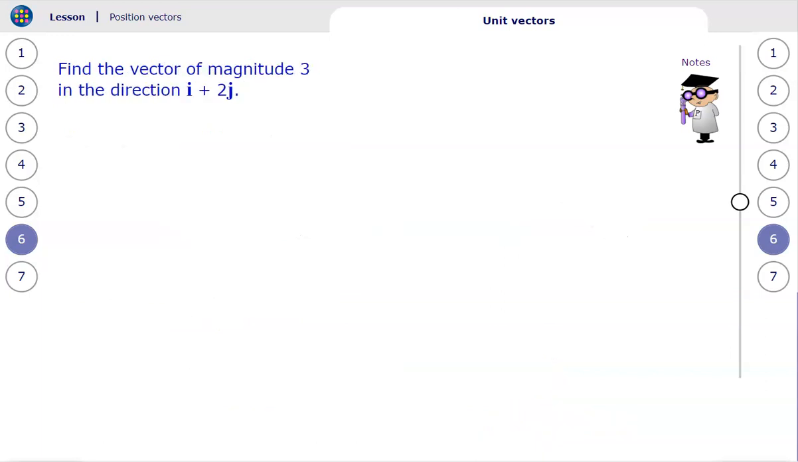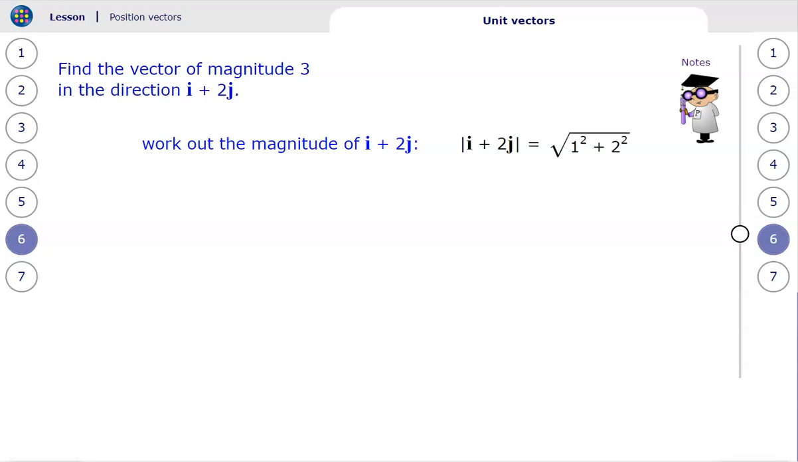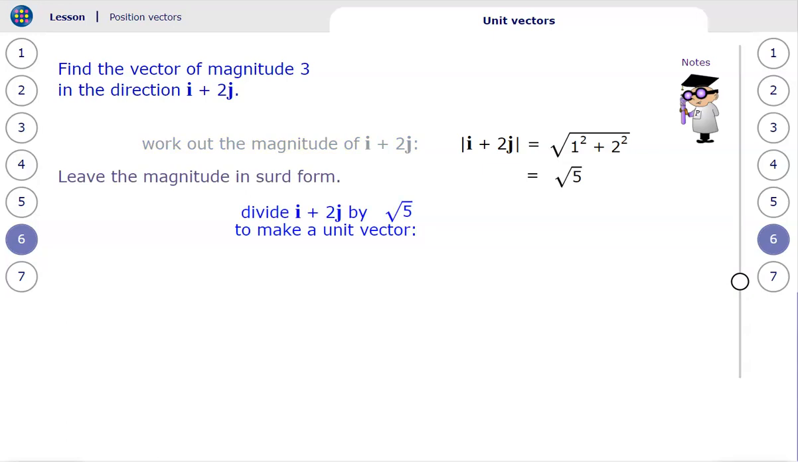Another example might be this. Find the vector of magnitude 3 that's in the direction of, let's say, i plus 2j. So it would be useful to find the unit vector of i plus 2j. So we find the magnitude of that vector, and if we leave it in surd form, we can say, right, there is the unit vector for this original vector that we're talking about.